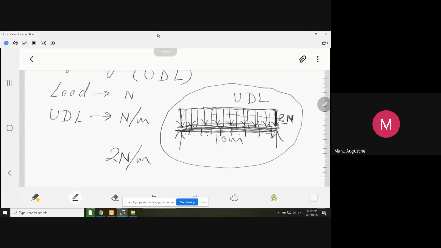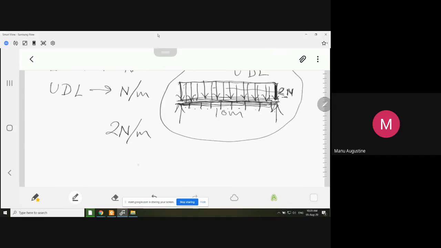Anybody? 20. It's 20. The length is 10 meters, and on every meter the load of 2 Newton is distributed. So what is the total load? 10 into 2. So total load of a UDL is always calculated as the total distance over which the UDL is distributed multiplied by the Newton per meter value, which is 2. So you say the total load is 20 Newton.